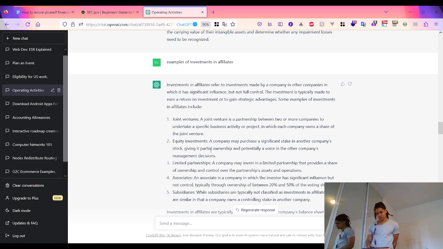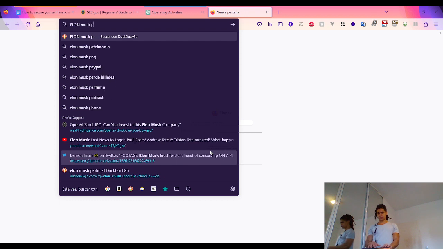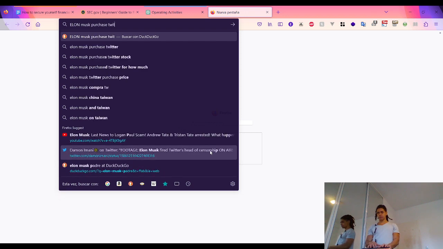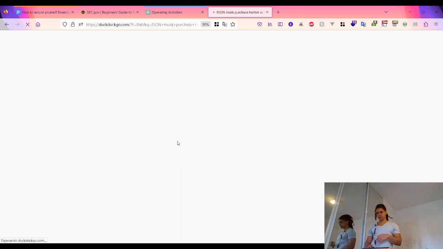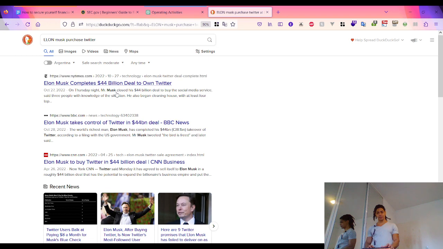Elon Musk bought a significant amount. He purchased not Twitter itself, but Elon Musk completed a 44 billion deal to own Twitter. In this case, this investor or owner, you can see Elon Musk as a company, right?